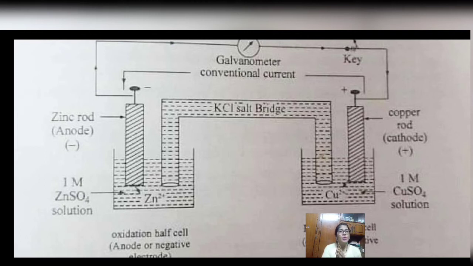The moment we connect these two metallic rods or metallic electrodes with the terminals of a battery, at the first moment it will start working, the current will flow momentarily, and immediately at the next moment the flow of current will stop. This is the practical scenario. But why does it happen so?